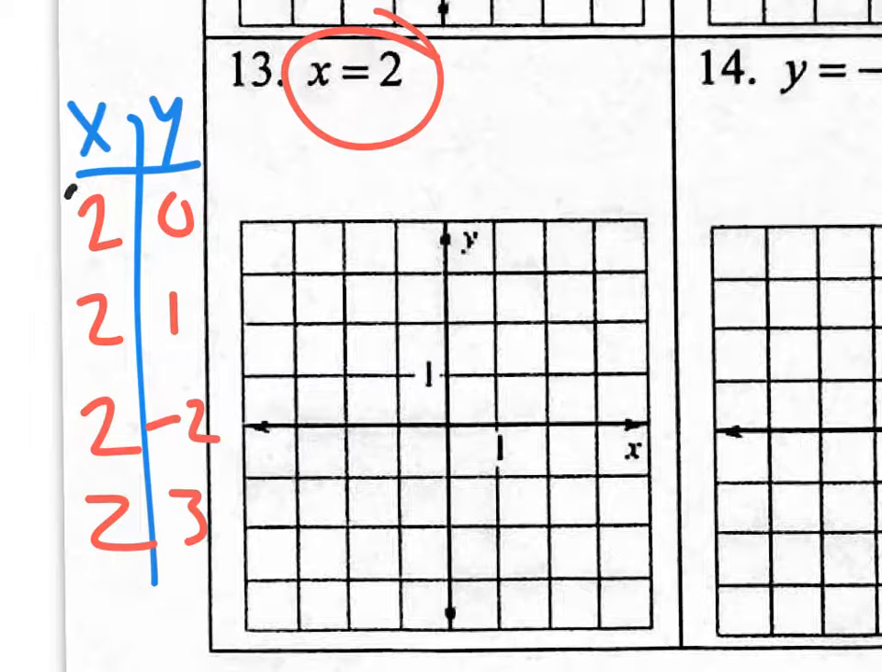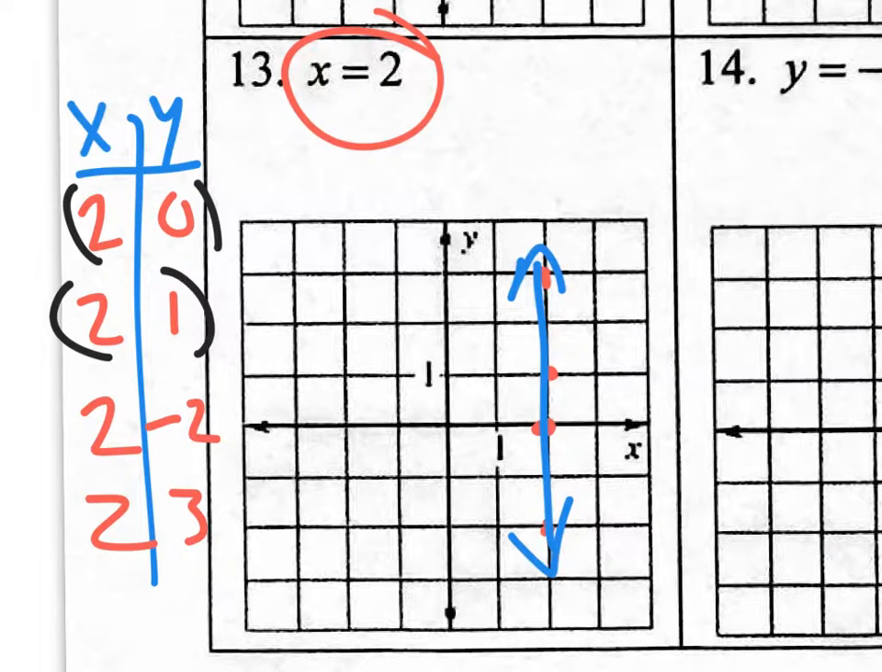And now you can take a look at the coordinates 2, 0, which is right here. You go to the coordinate 2, 1, which is right there. 2, 3, which is right there. 2, -2, which is right there. What kind of line do we get? We get a perfectly vertical line.